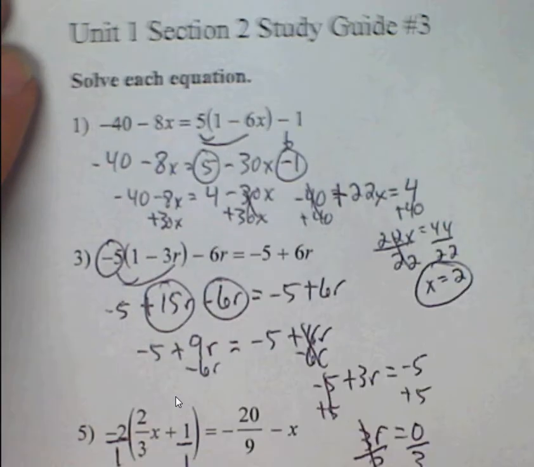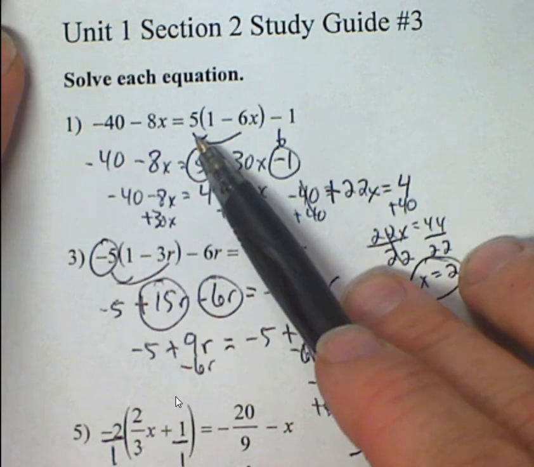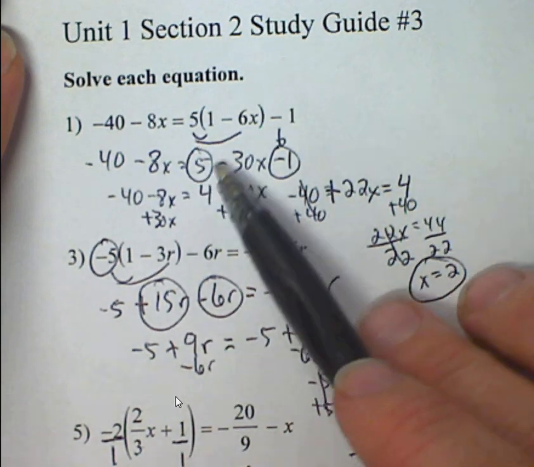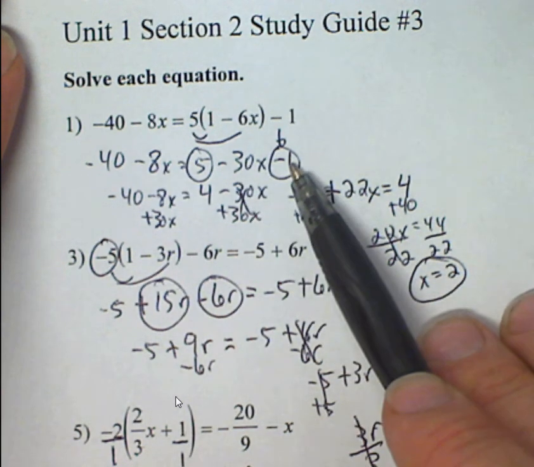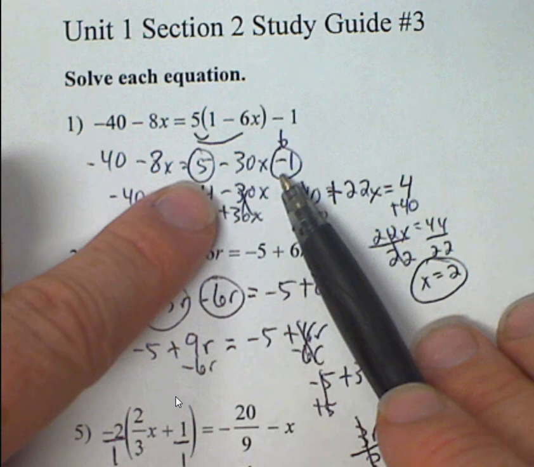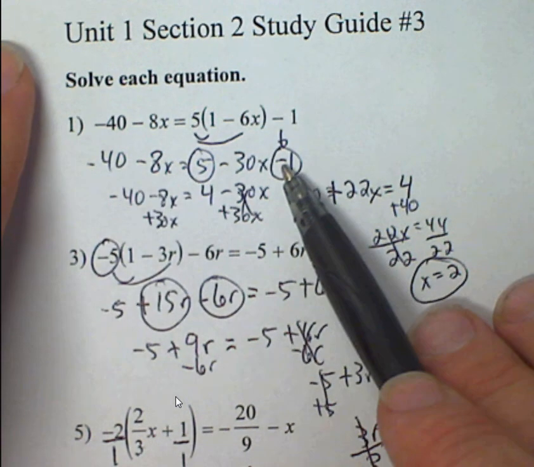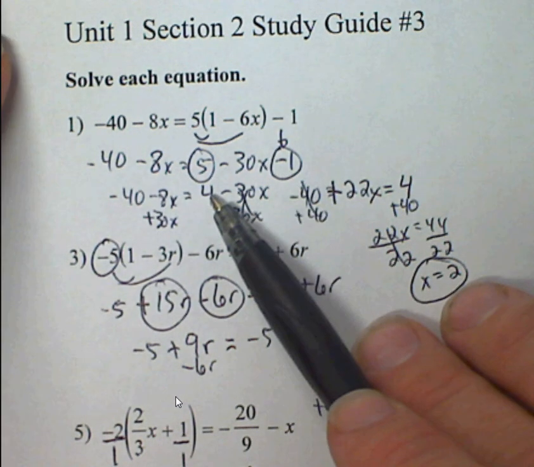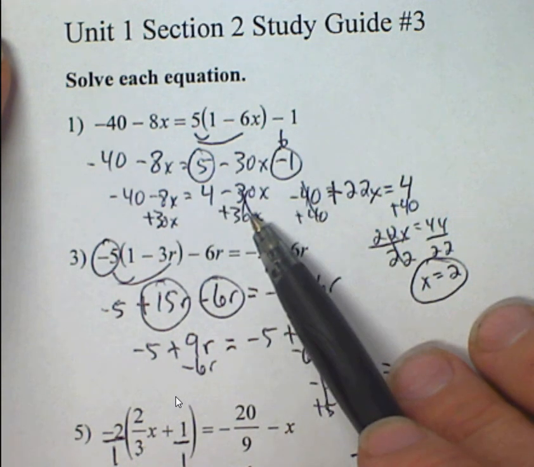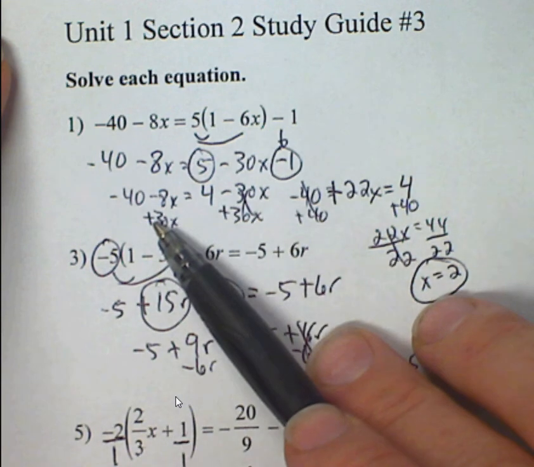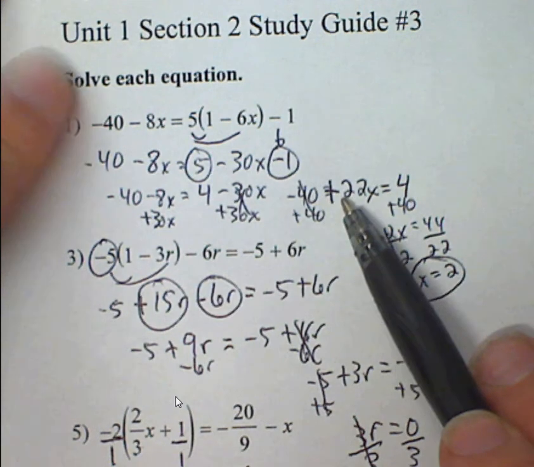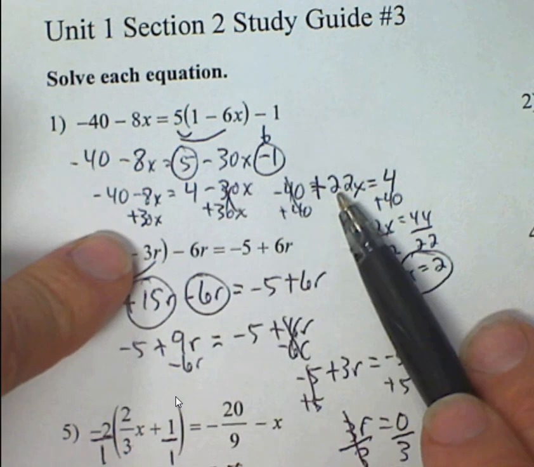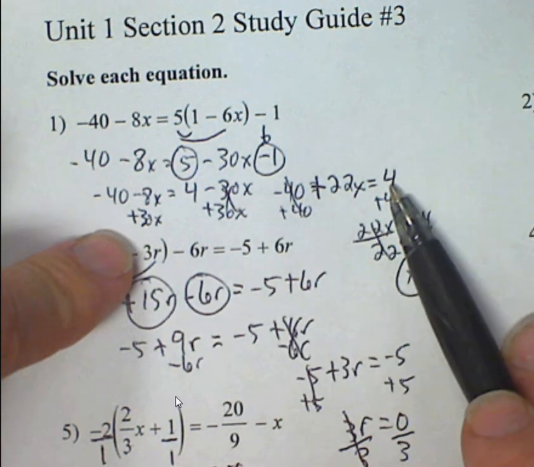On number 1, the first thing that I did is I distributed my 5. That's how I got 5 minus 30x. I brought down my 1. Then I combined like terms on the same side. 5 minus 1 gave me 4. Now I got my variables to the same side. I added 30x to both sides. That's how I got negative 40 plus 30 minus 8, which is 22x, equals 4.